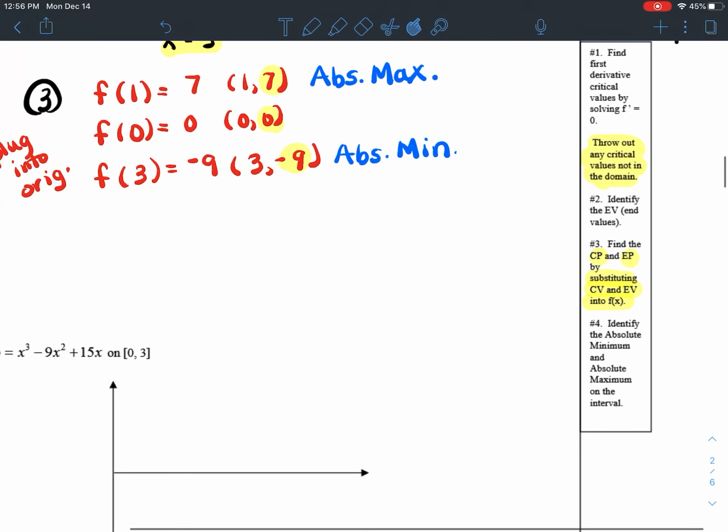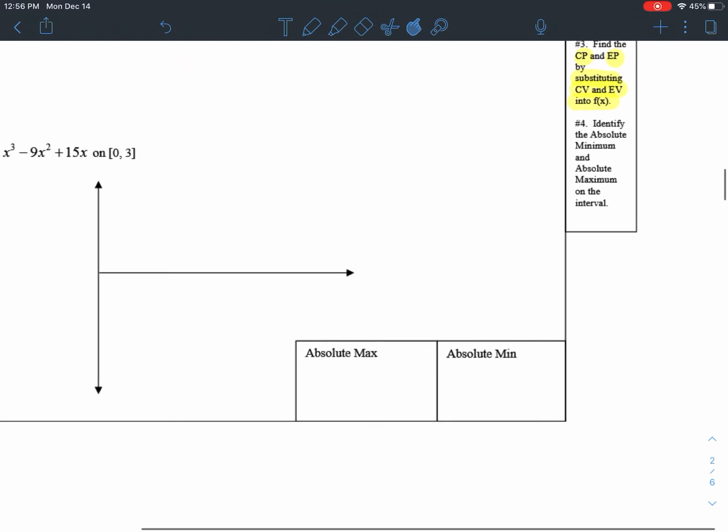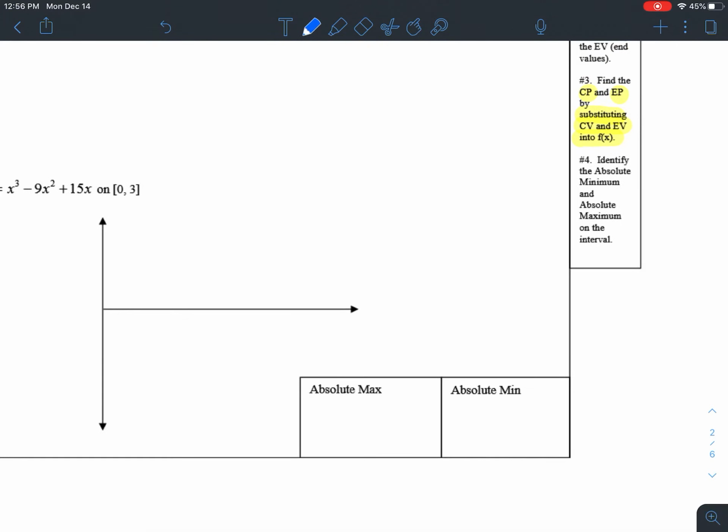So I think I have boxes down here at the bottom. We can write these in. I don't know if this problem asked us to graph this or not, but we're not doing any graphing by hand here. So it just wants you to identify the absolute highest point on the interval from 0 to 3 is (1, 7), and the absolute lowest point on the interval from 0 to 3 is (3, negative 9), which would have been one of the points at the very edge of your graph there.